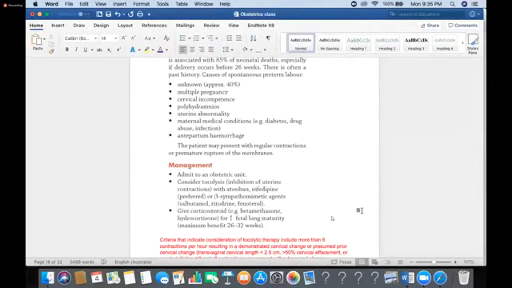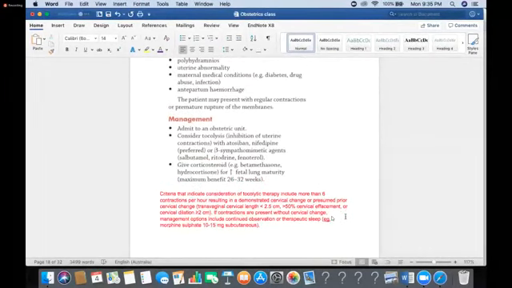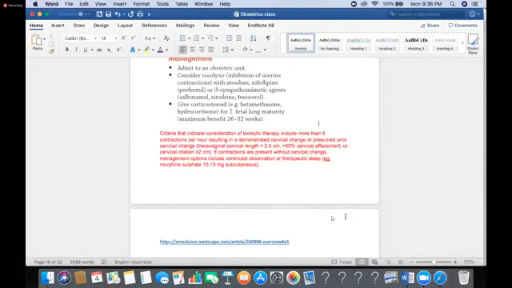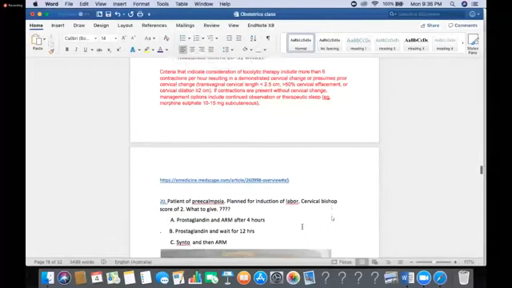All right. So if tocolytics are in the same options, then we choose tocolytics, only if the patient is having uterine contractions. Okay, without any contractions, tocolytics are not needed. Okay, clear, everyone.